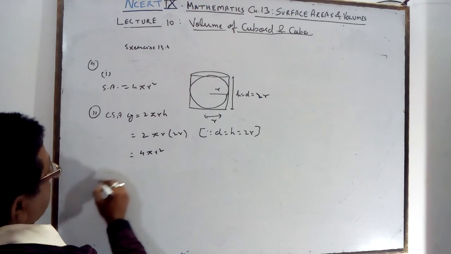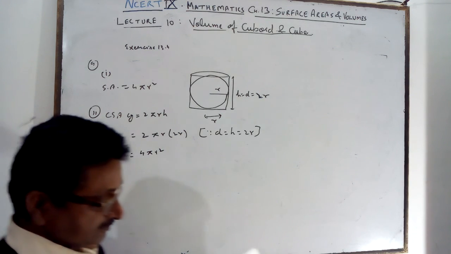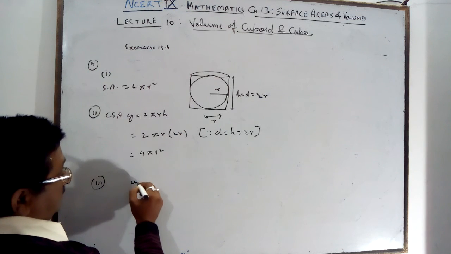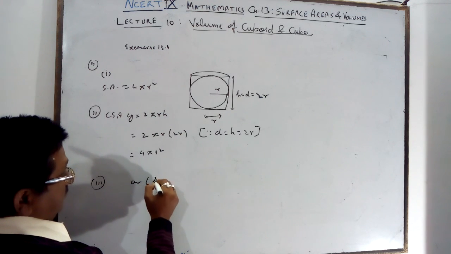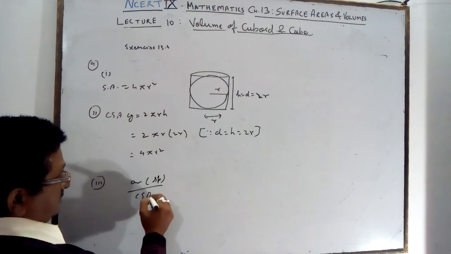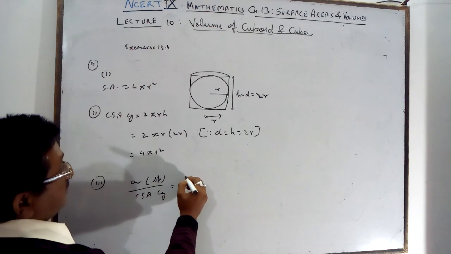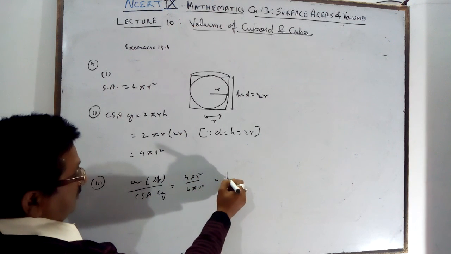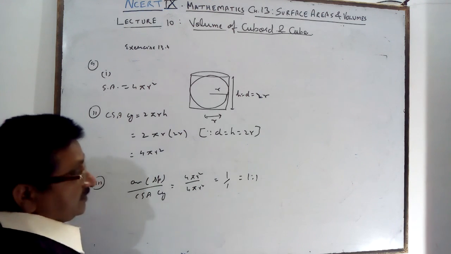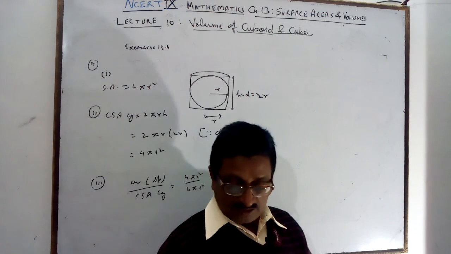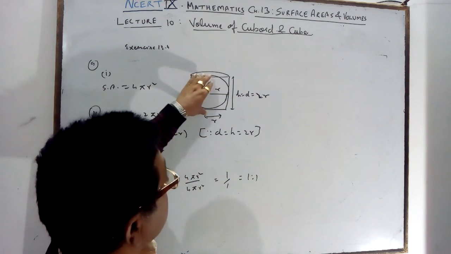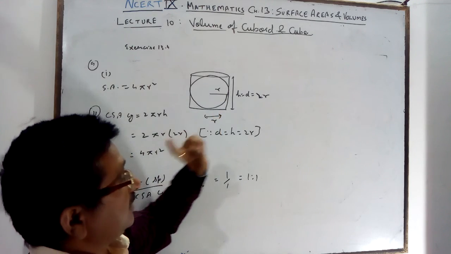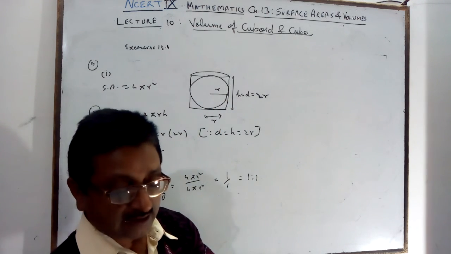4 pi r square. In the third part you want the ratio of the areas obtained, which means the area of the sphere upon the CSA of the cylinder. That will be 4 pi r square upon 4 pi r square, which is 1:1. Enclosed means the diameter of the cylinder will also be the diameter of the sphere, and the height will also be the diameter.